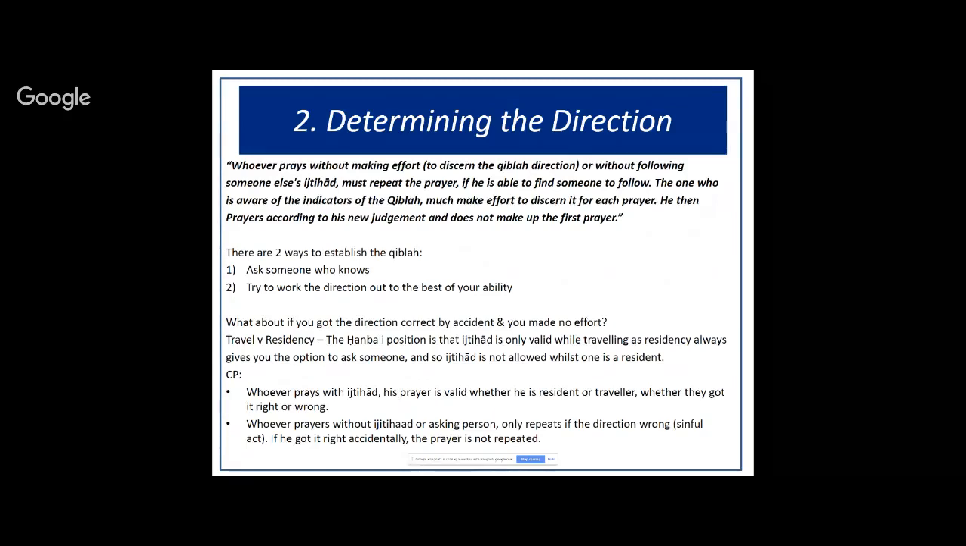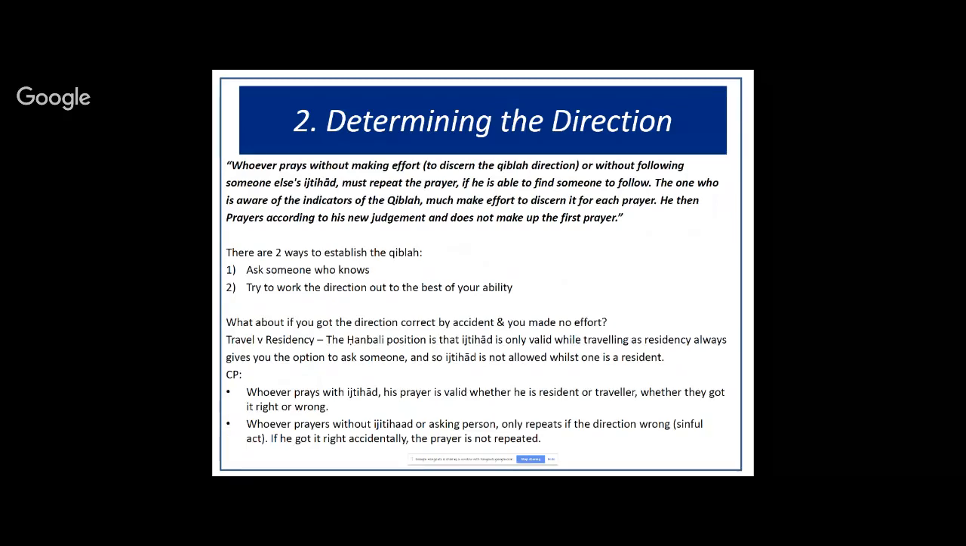Interestingly, what happens if you did that, meaning you didn't ask anyone, you didn't make any effort to discern where the qibla direction was? You had to choose a direction to pray. Ultimately, you just did it by random choice, and let's say by accident you got it correct. So does this person have to repeat the prayer, because obviously they had a chance, they didn't make effort, and they didn't ask anybody, but they happened to get it right? And the Hanbali madhab would say yes, they would have to repeat it.